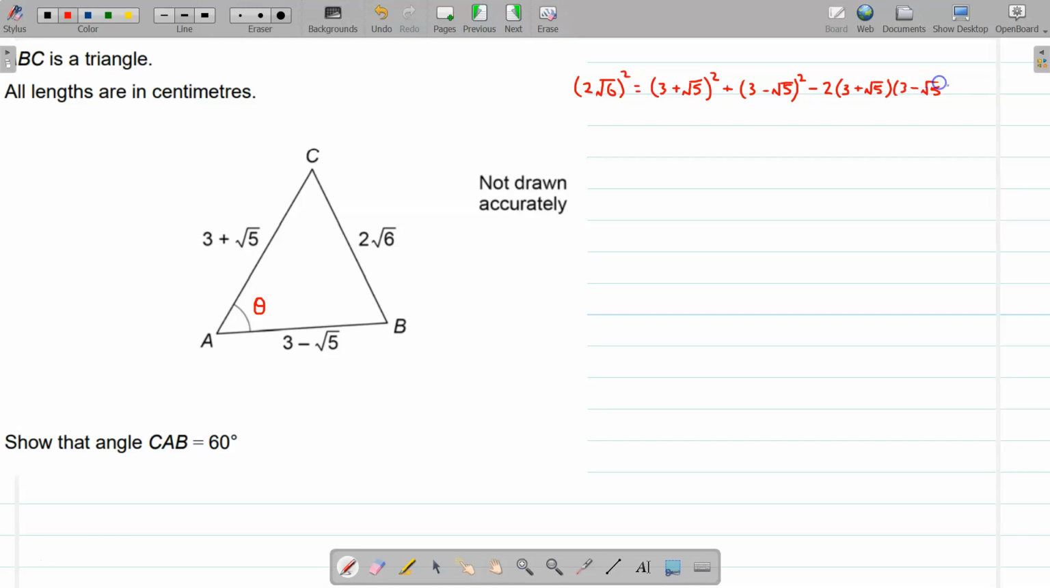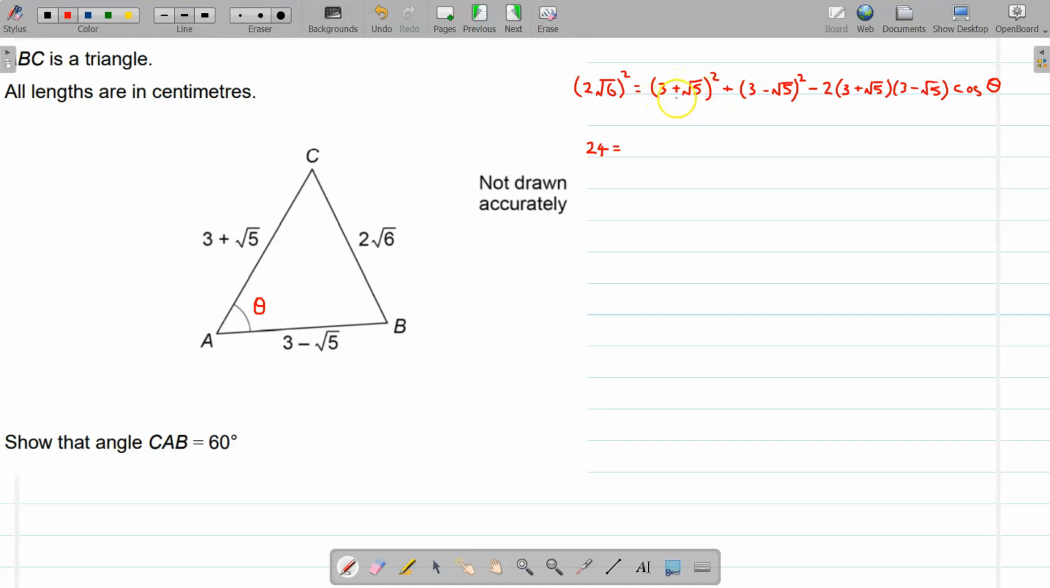Okay, and times the cosine of the angle between them, which is the cosine of theta. Now we have to show all these steps because it says we've got to show that that angle is 60. We can't just take any shortcuts. Well, the first part is easy enough. You've got 4 times 6, which is 24. So we're saying that 24 is equal to this.